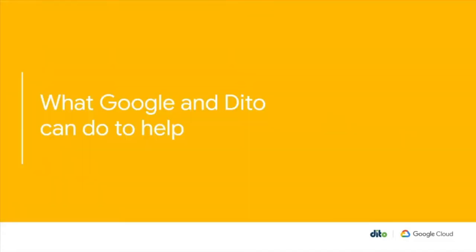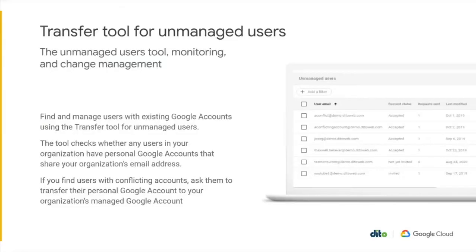So what can we actually do to help? Google and Dido are here to help with this process. Google has built tools and technology to help uncover these scenarios, and Dido has professional services to help implement, to scope, to provide education, and to help understand the true footprint of shadow IT within the organization.